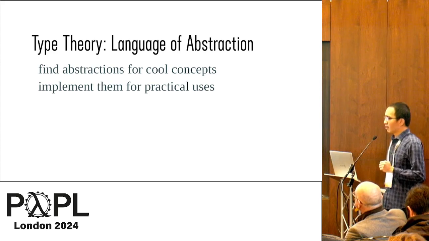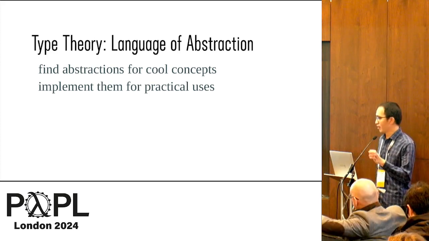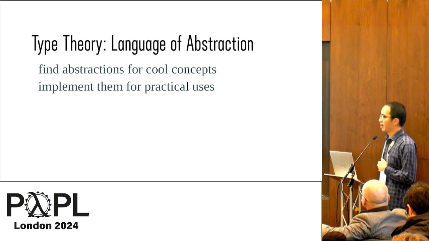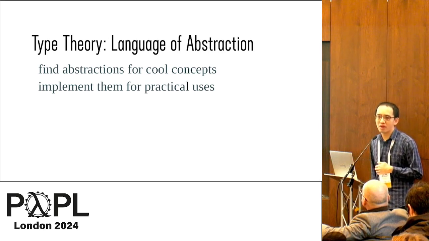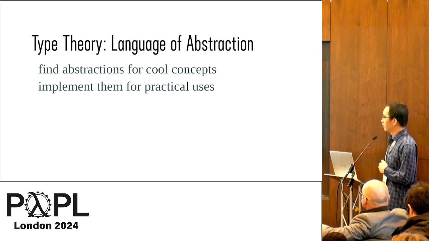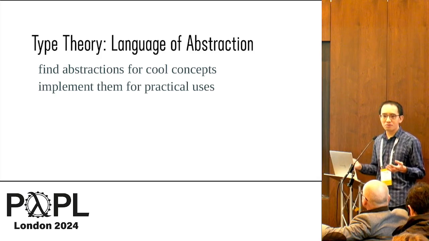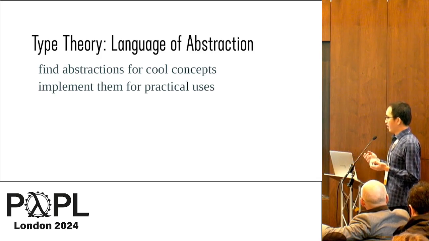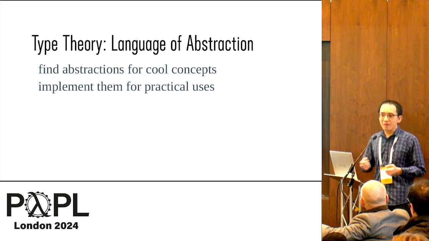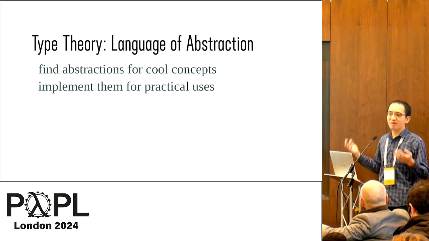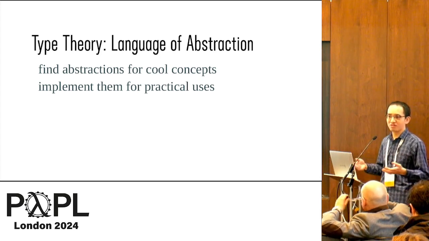So what the type theorists are doing, well, we're simply dealing with type theory. And in my opinion, type theory is a language of abstractions. So we're trying to deal with abstractions. Basically, we're doing two things. One is to find abstractions for interesting concepts out there. And then we're going to implement it, because we are the ones who created it, so we might very well be the ones who know what exactly to implement.